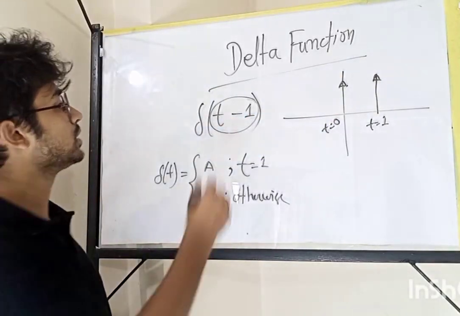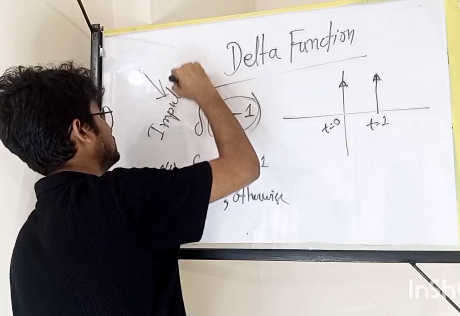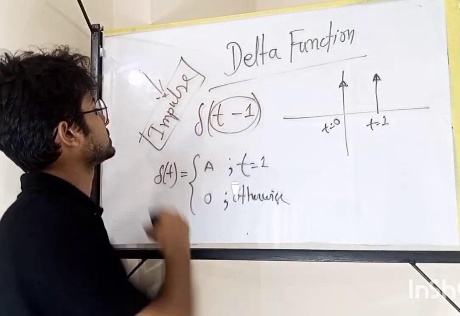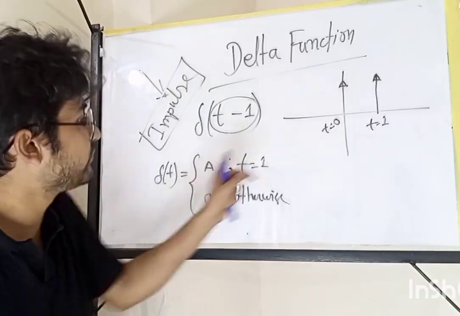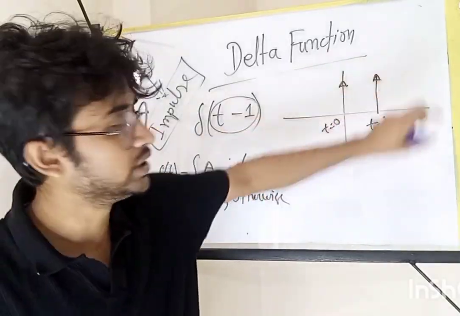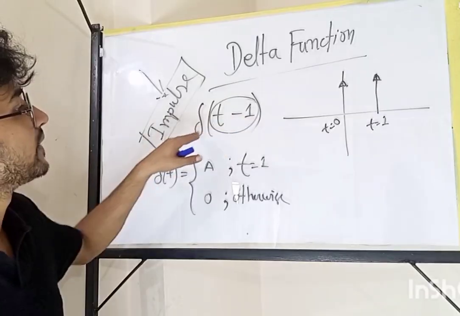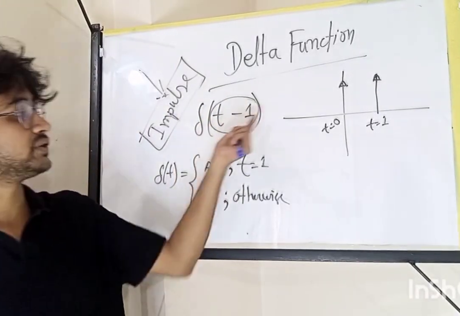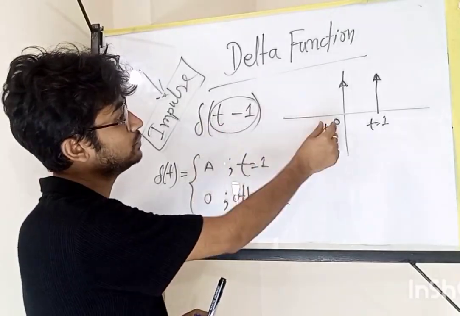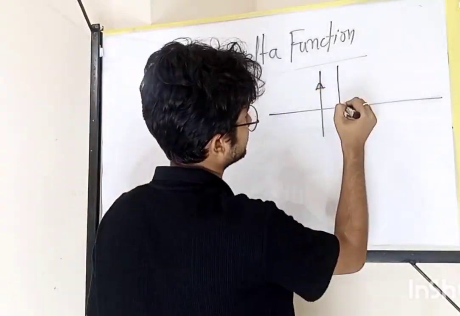This is also called the impulse, and also called the delta function. So you can shift this from this position to this. At that time this is also a delta function, but this is time shifting. We shifted the value from 0 to 1.